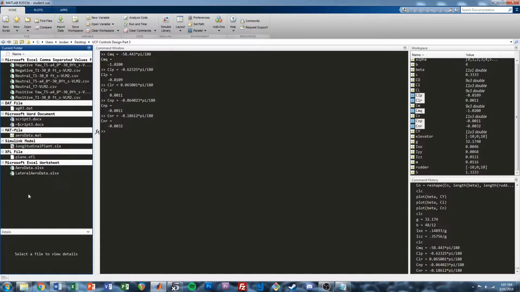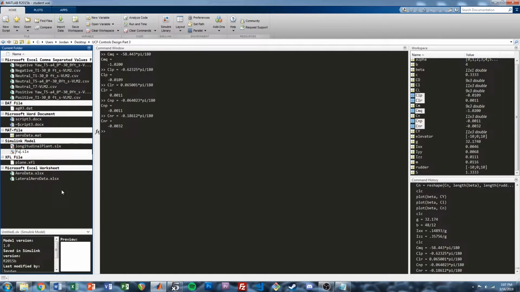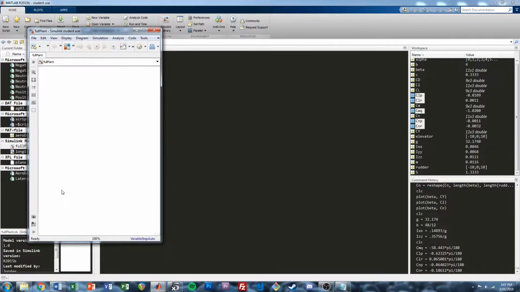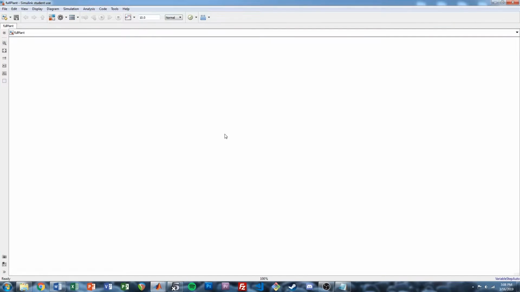So let's make a new model. Call this full plant. And let's just start with the aero. So I'm going to break up the aero into longitudinal and lateral aero. So let's go ahead with the longitudinal. We know we're going to need to look at angle of attack and elevator deflection.